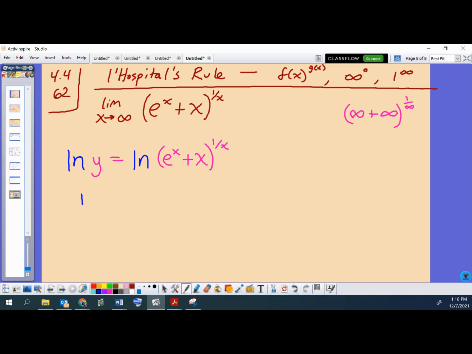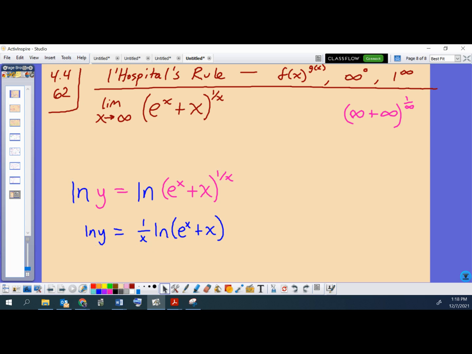And so then the natural log of y equals 1 over x times the natural log of e to the x plus x. And what we ultimately want is the limit as x approaches infinity of y, right? What we're going to do is find the limit as x approaches infinity of the natural log of y, and then we're just going to exponentiate, and that'll give us the limit of y at the end.